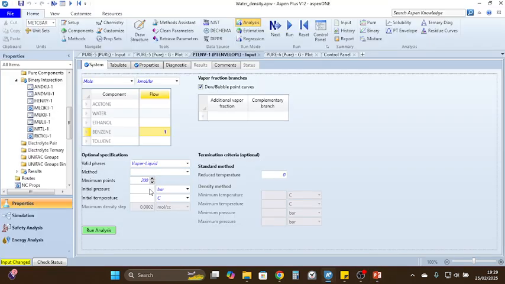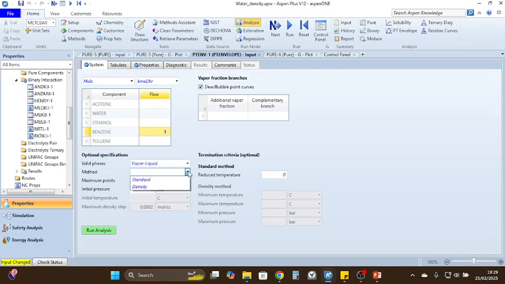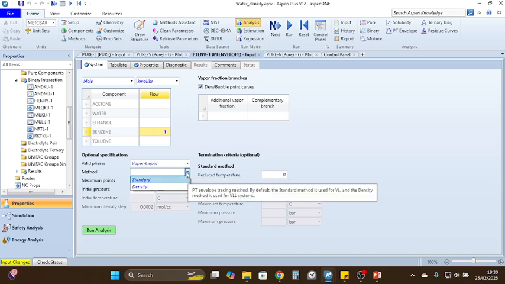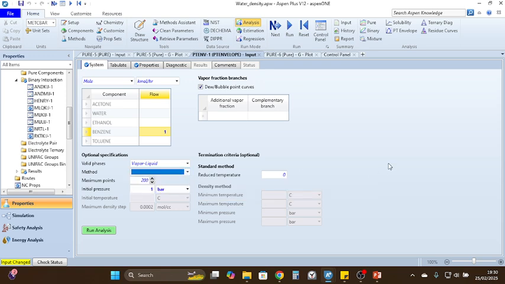The pressure is at 1 bar, and the method. So over here it is a vapor liquid system, so we are going to use the standard method over here. It is telling that the standard method is used by default, so we are not going to mention any method over here. So this is what we are doing for benzene. We are going to run the analysis.